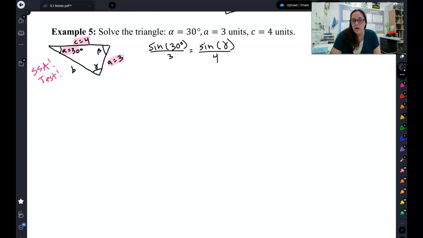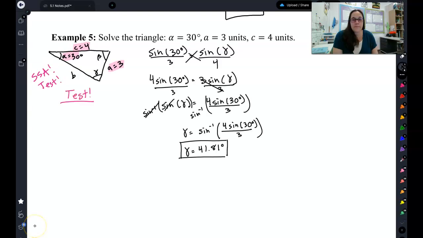Now that we've solved one like this together, I would like you to pause the video and try to solve for gamma on your own. Just gamma. Don't try to finish this whole problem. Just solve this equation for gamma. Come back and check your work. Let's see what you got. I got that gamma is 41.81 degrees.